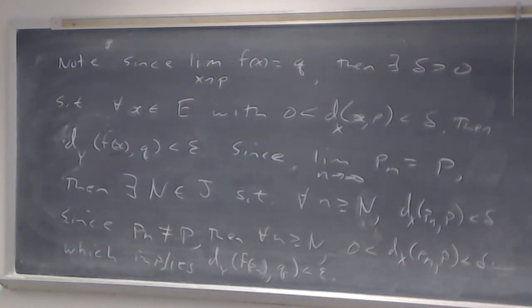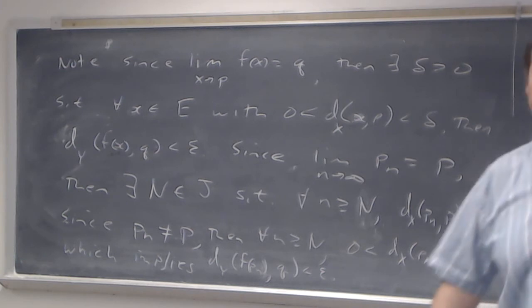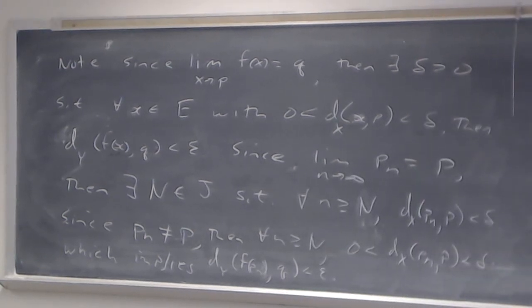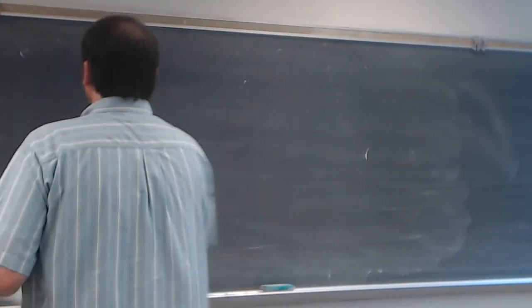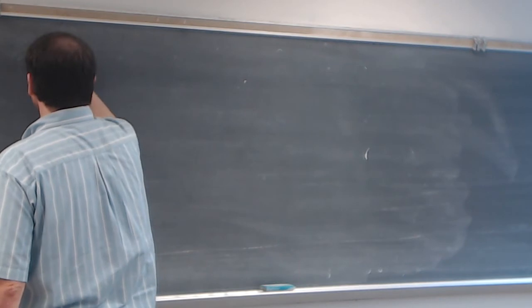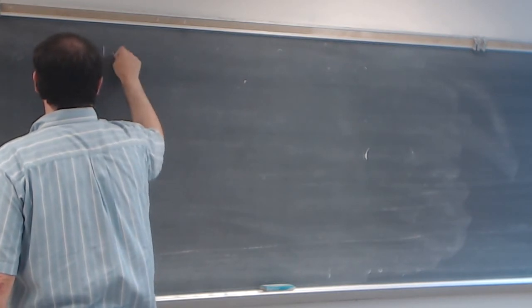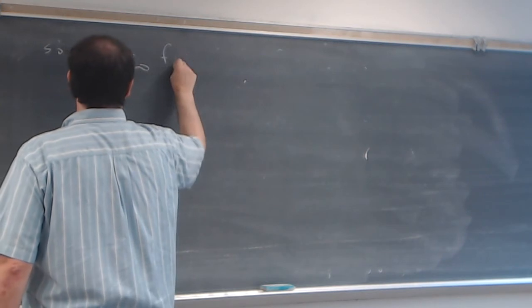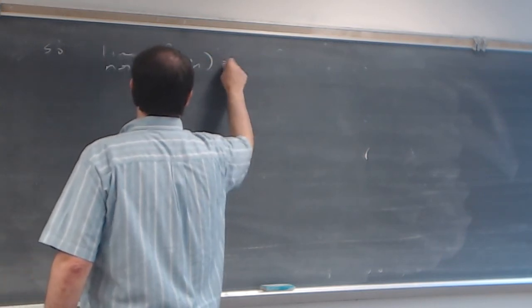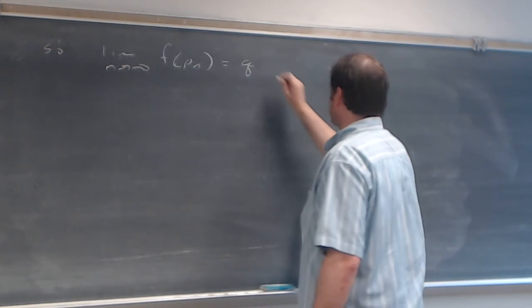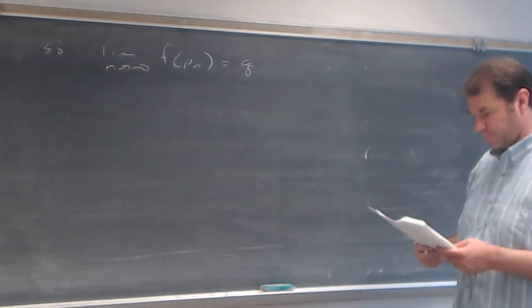So let me write down the conclusionary statement for this part, this direction to prove. But we've got it. That's saying that the f of p sub n must converge. So the limit as n goes to infinity of f of p sub n equals q. And that's that part of the theorem.